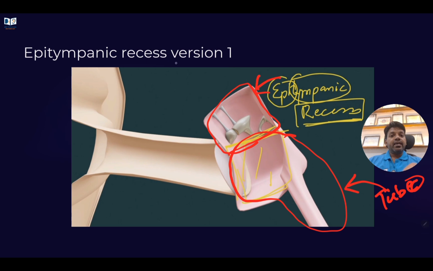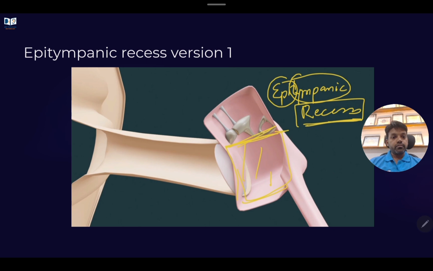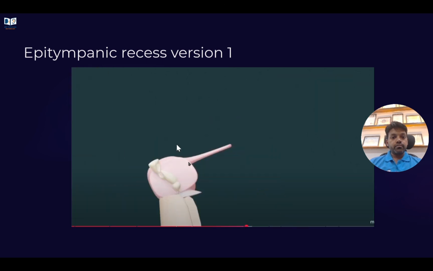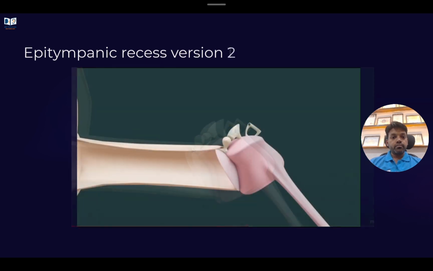Now, as I already mentioned, this is version 1. This has been the regular explanation of how the epitympanic recess is created. But now there is newly another version of how the epitympanic recess is created. Your notes may have one of the two versions. Anything is fine. Both are right. So we will also go through version 2 of how the epitympanic recess is formed.